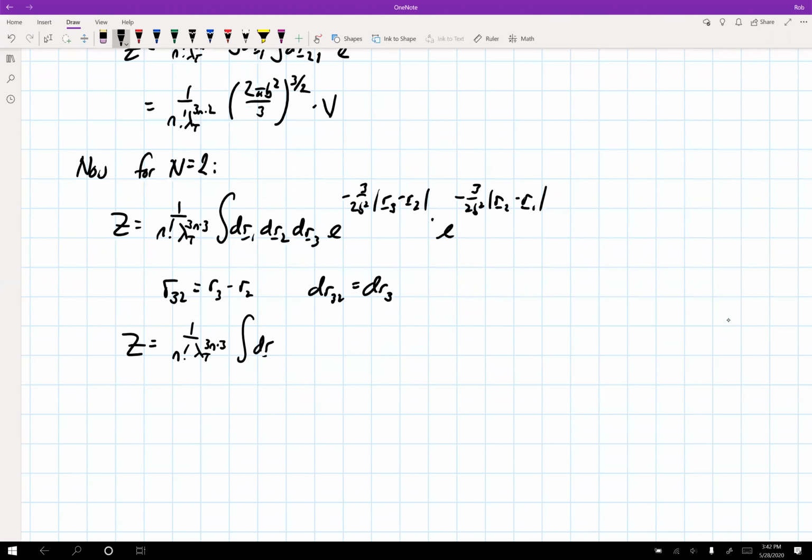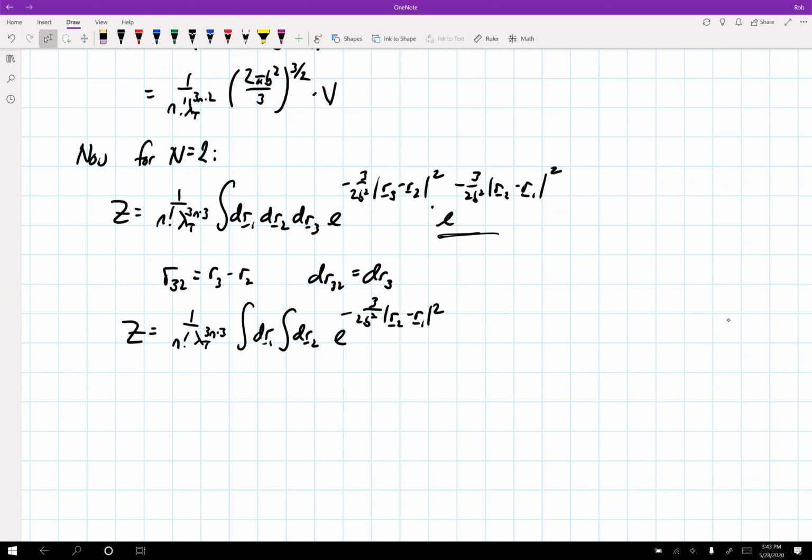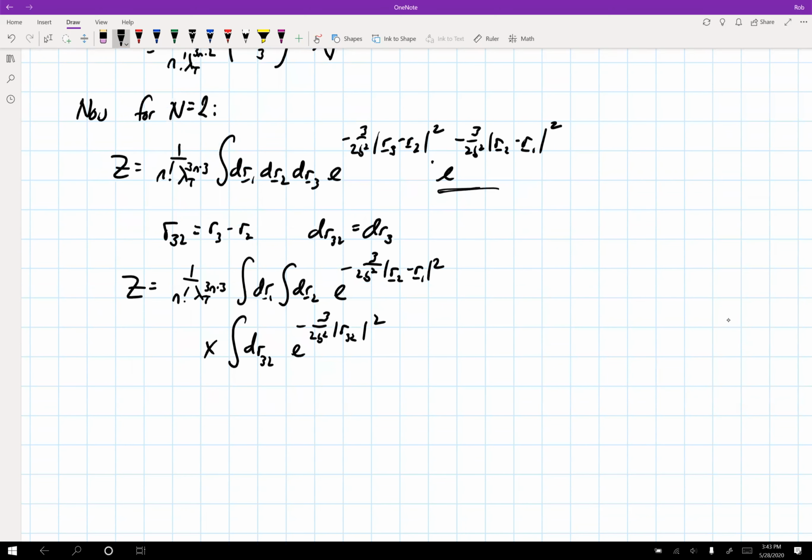We have dr1, dr2, and then I can take this guy and pull it through the integral that's going over dr32, so I can reorder this. And I forgot my quadratic terms up here, so throw those in. And then this is all times the integral dr32 e to the minus 3 over 2b squared r32 all squared. Right, so again, we have a Gaussian here that's going to show up, and then the thing that's left behind is the same problem that we started with when we only had one bond.